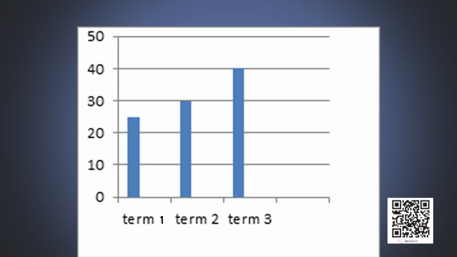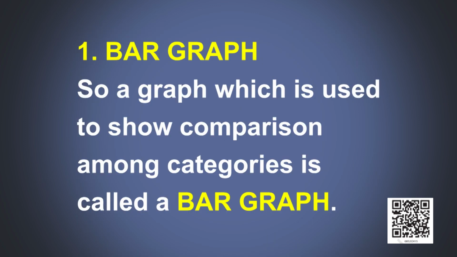Here, look at this graph. This graph represents Anu's marks in 3 terminal examinations. By looking at this graph, we can say that Anu's marks in the 3rd terminal examination are the highest and in the 1st terminal examination they are the lowest. What are we doing here? We are comparing Anu's performance by looking at those bars. So a graph which is used to show comparison among categories is called a bar graph.